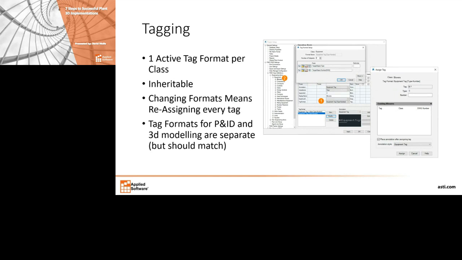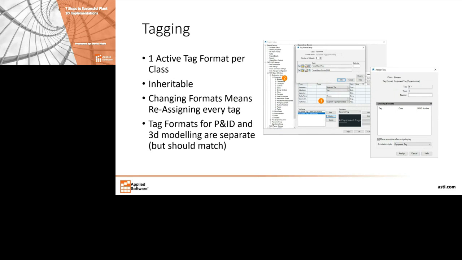Another thing that you want to keep in mind is that your tag formats for your P&IDs and your 3D models can be different. So I could have one tag format for my equipment and my blowers, and then a different one on the 3D model side. The general idea is that you want to make them match as much as possible so that, obviously, if they're mapped and things are inserted, then they have the same properties. If they're going through reports and you have a report on your 3D model side and a report on your P&ID, they're going to match and look the same.